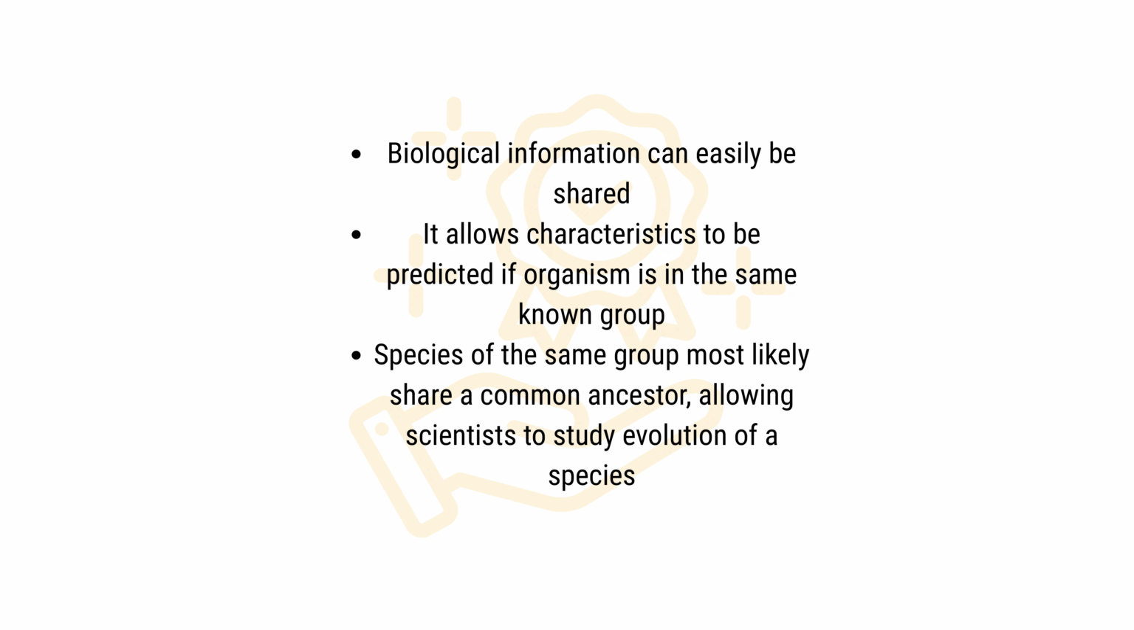There are 3 big benefits when it comes to the system as well. Biological information can easily be shared, because organisms within the same group or close to each other are bound to have similar characteristics, because that's how they are separated in the first place. It also allows characteristics to be predicted if an organism is in a known group, because if they're in the same group, they're bound to have similar characteristics. Species of the same group most likely share a common ancestor as well, meaning scientists are able to study evolution easily among species.